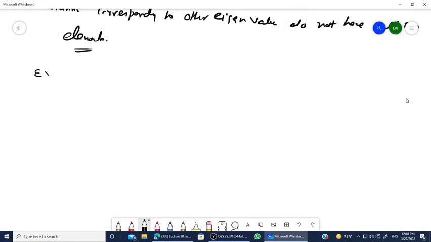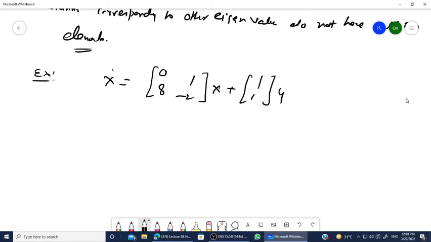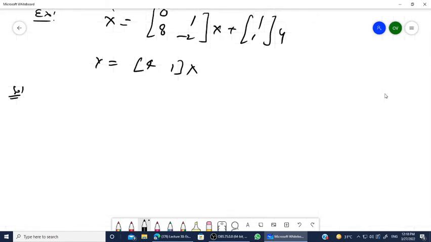In the last, I am just taking one example. This is x dot equals to, let's say, [0 1; 8 -2] x plus [1 1] u, and y equals to [4 1] x. Now we have to test with the help of the Gilbert test. With the help of the Gilbert test, you have to check the observability or comment on the observability, right?